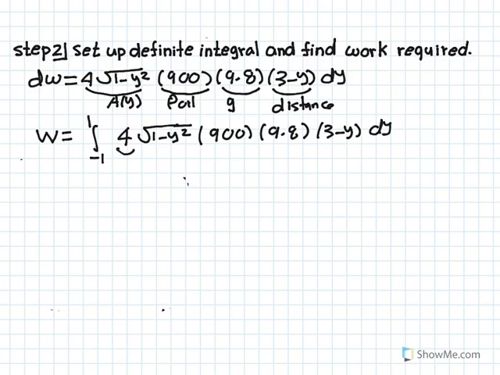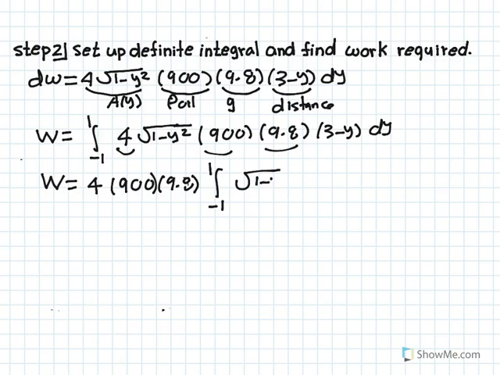Now all these constants can be pushed out of the integral, they can pass right through, so we get work is equal to 4 times 900 times 9.8 times the integral from -1 to 1 of root of 1 minus y squared times 3 minus y dy.